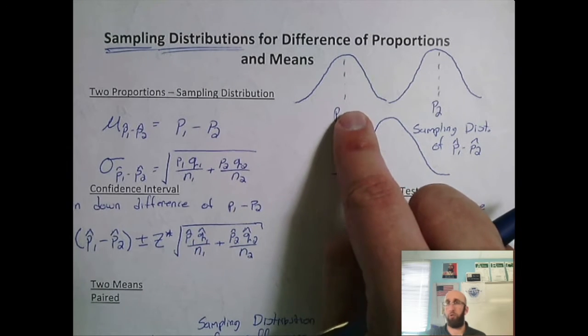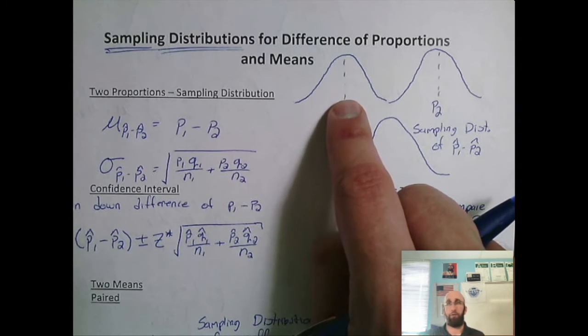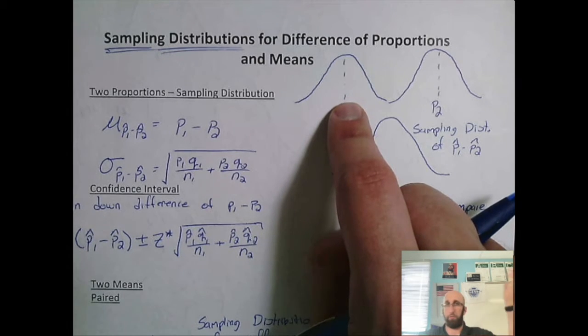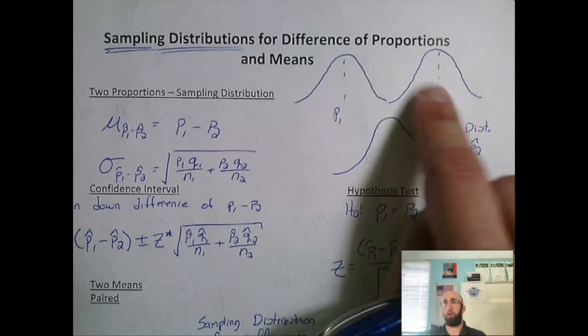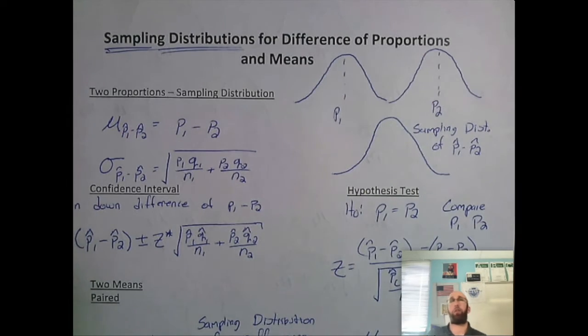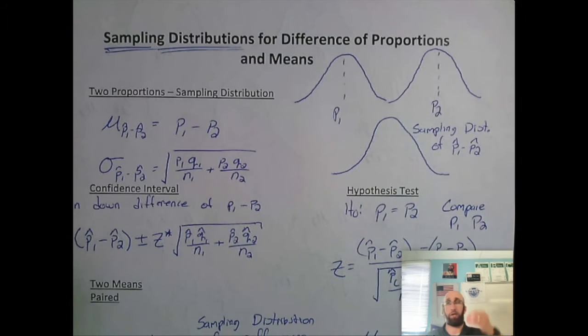I'm going to go to this first population, grab a random sample, and get a proportion from that random sample. Maybe 17 out of 33 do such and such. I get a proportion from the first population. Then I go to my second population and get another sample. It does not need to be the same size, but I get a sample proportion from there. So I have a sample proportion from the first population and a sample proportion from the second population.